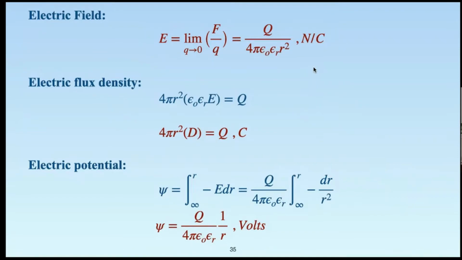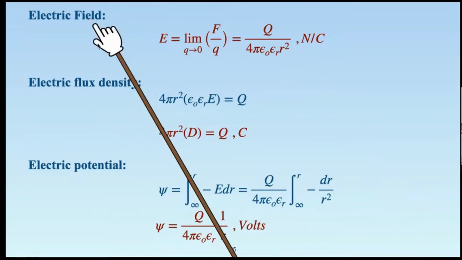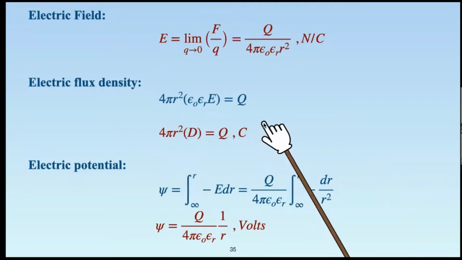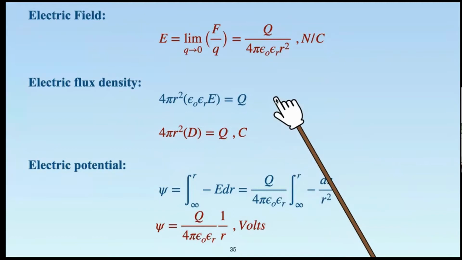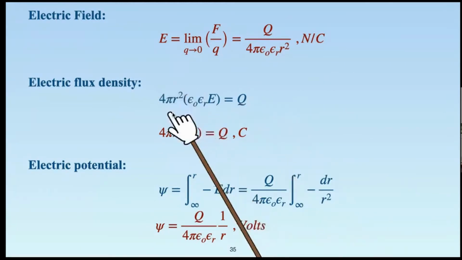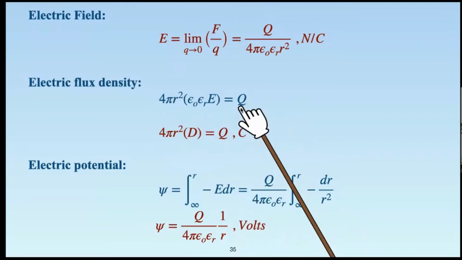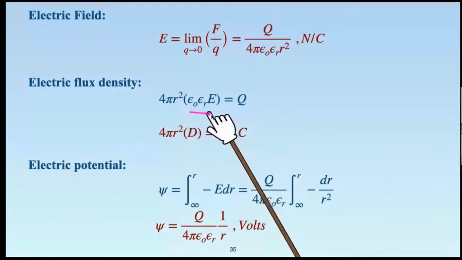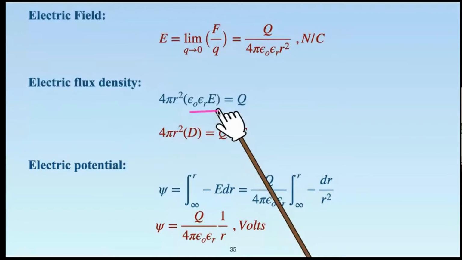The next equation in the series is the electric flux density. If the electric field is present, what is the density of the electric flux lines? Electric flux line density can be expressed as Q upon area, Q upon 4 pi r square. That gives us this particular parameter, epsilon 0 E. This is the definition for electric flux density.